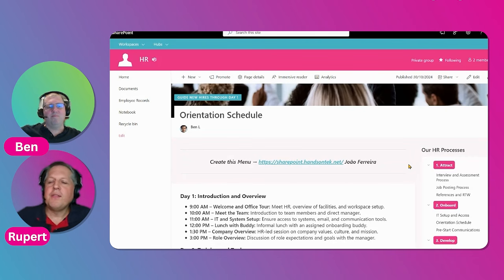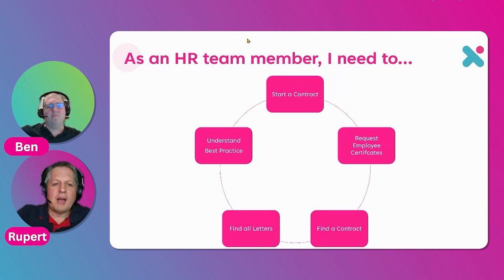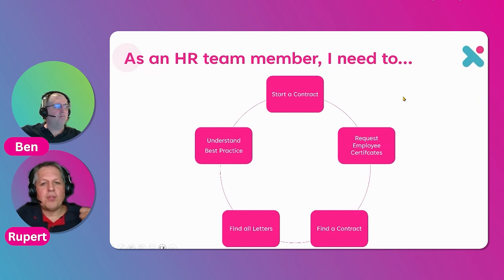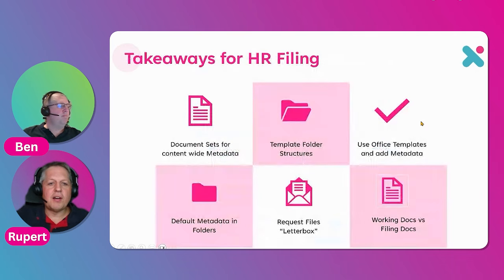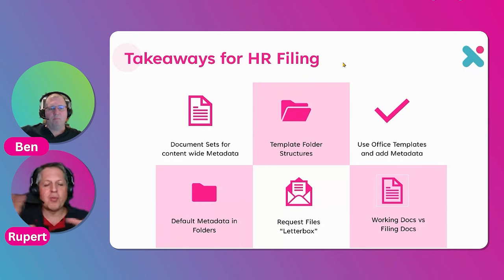Now, Ben, I think that probably brings us to the takeaways for the HR person, having gone through that process. There were certainly a few takeaways that I took. We talked about document sets being used for that metadata to be applied to all documents within that folder or folder type. You showed us how to create template folder structures, and then we could replicate that using Power Automate. And then the next one, we talked about if you put the metadata within the template, then you're saving the person creating that document one extra job, and you're probably going to have better quality data.